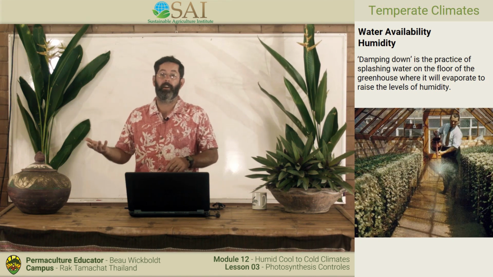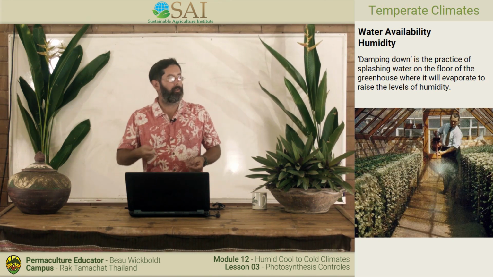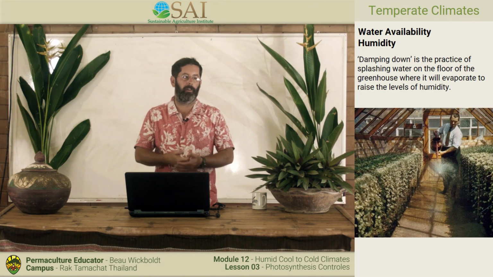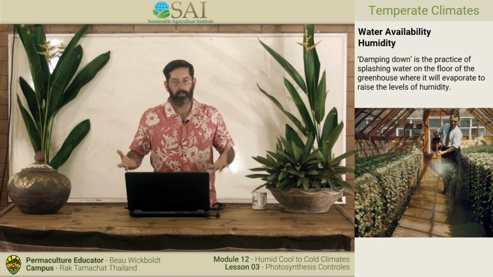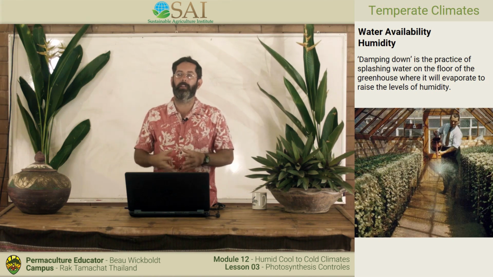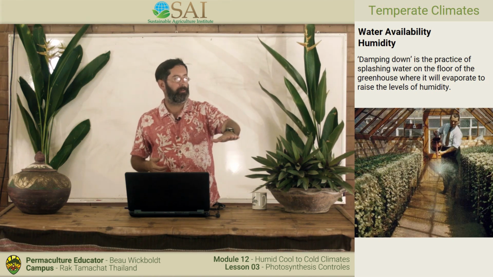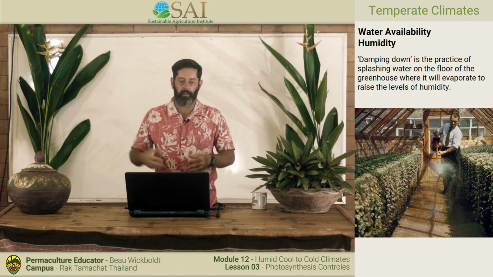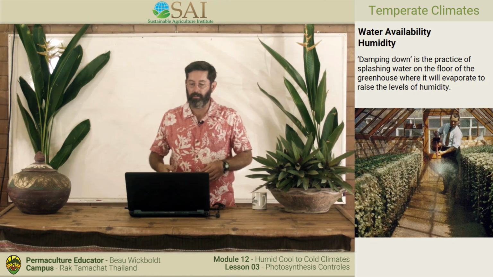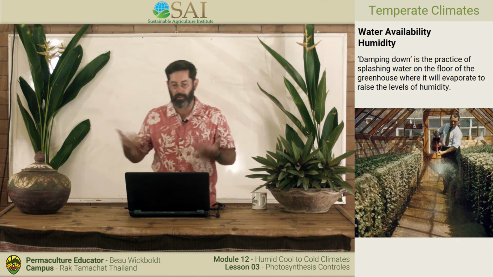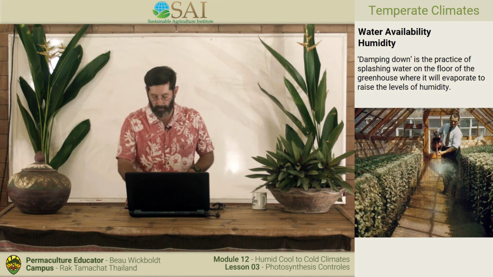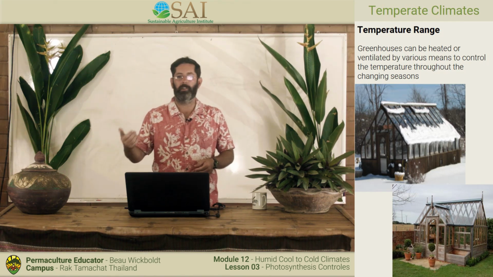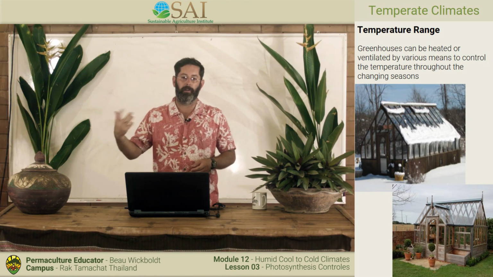Another technique that people will use, if you're in a climate and you don't have enough humidity, for instance in the dry season, is to water the concrete, which people describe as damping down. They pour water all over the floor, and this evaporation will create humidity. So I water my plants at the optimal level, and then I water the floor to raise the humidity level within, called damping down. This practice of splashing water on the greenhouse floor will evaporate to raise your humidity levels. You could even put in a humidifier, if you wanted to buy a machine, but these are just simple ways, not having to buy machines.